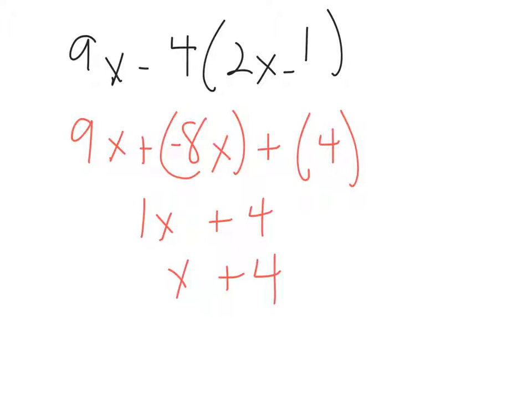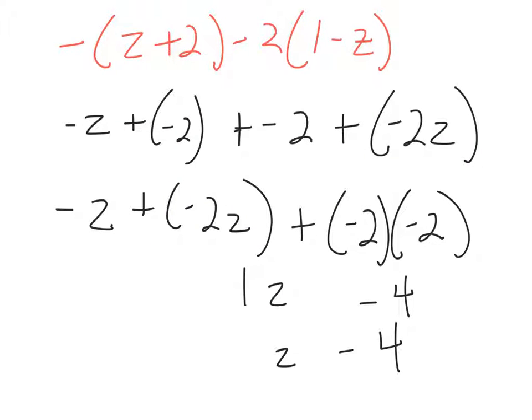Next example is 9x minus 4 times 2x minus 1. I can regroup that, multiply it out, so I'd get 9x plus negative 8x plus 4. End up with 1x plus 4, and drop the 1, that's x plus 4.